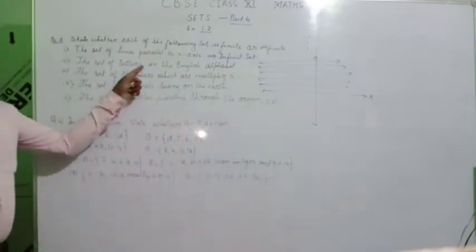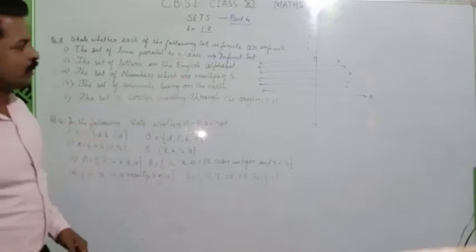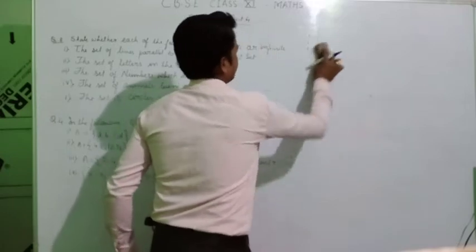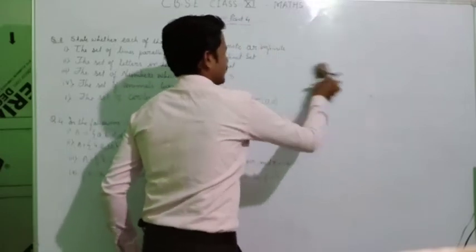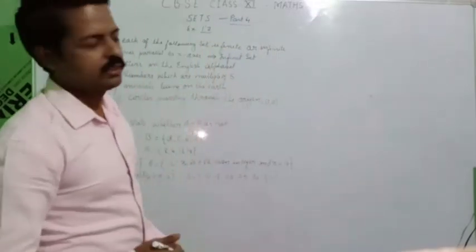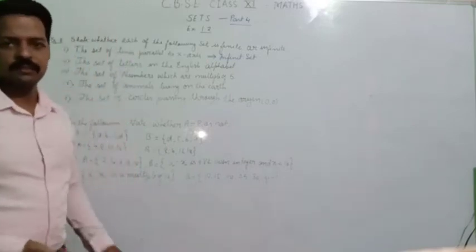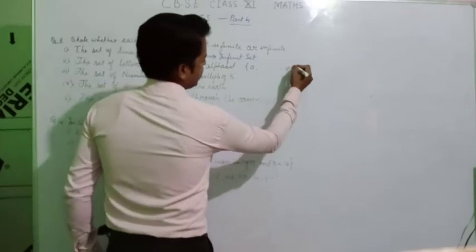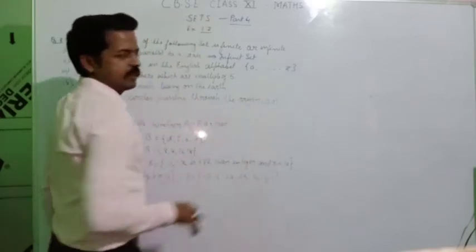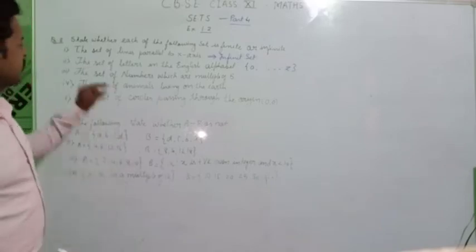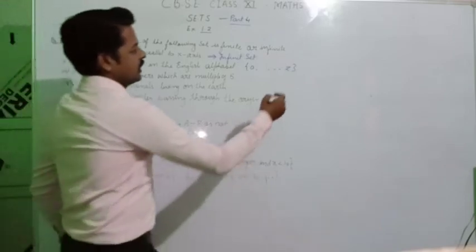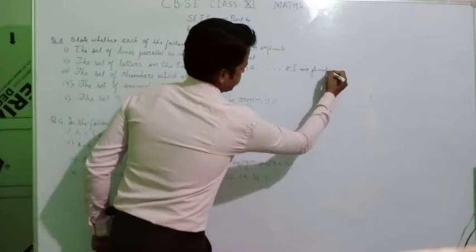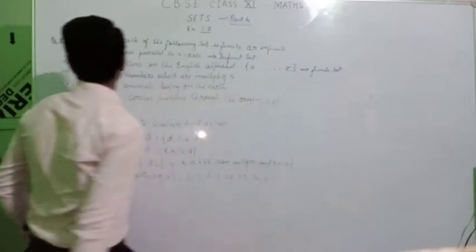The set of letters in the English alphabet. Now you must have studied from lower KG how many letters are there in the English alphabet. I hope you all know that there are 26 letters, so we can easily count it. It's a finite set. Letters can be written from A to Z like this, and the number of letters you all know is 26, so it is a countable set. So we can say this is an example of finite set. Now let us see the third question.